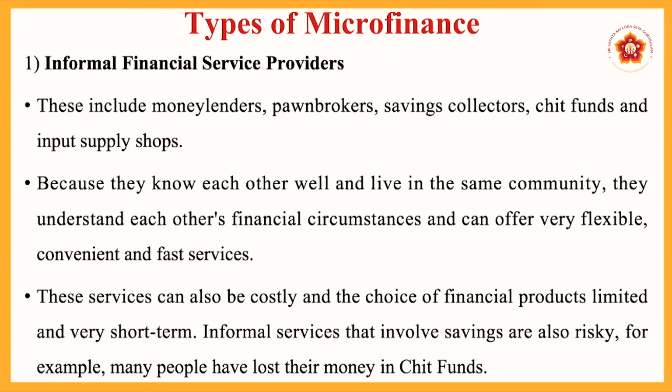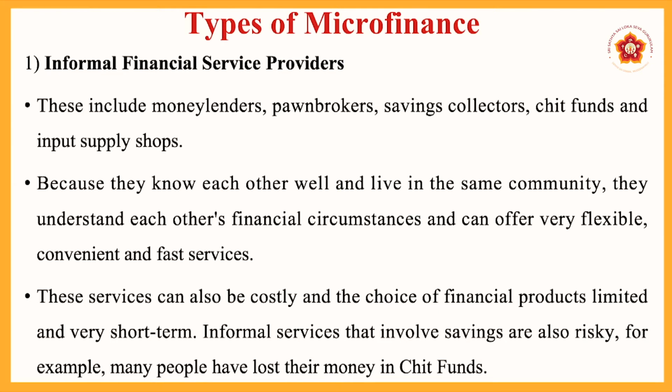Now, what are the types of microfinance? There are basically three types, and the first is informal financial service providers. So, who are they? They are informal. They are private money lenders, pawn brokers. Who are pawn brokers? Again, they will ask for some kind of security from you. Saving collectors, chit funds and input supply shops. So, these are private agencies or small groups who can lend money to groups, institutions or individuals also.